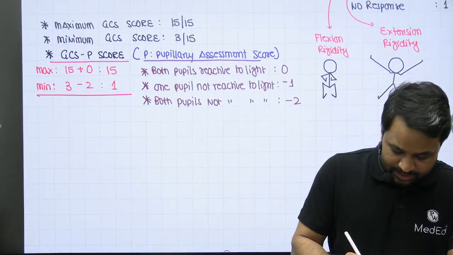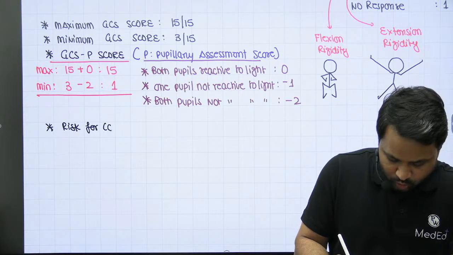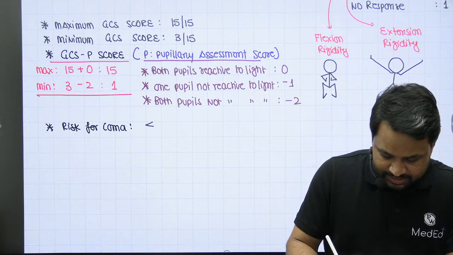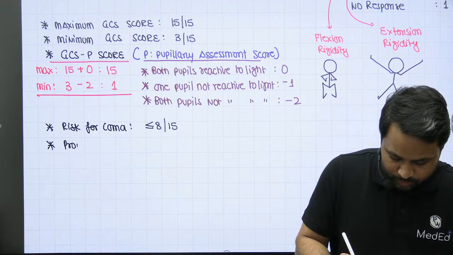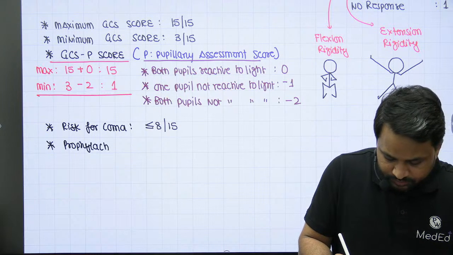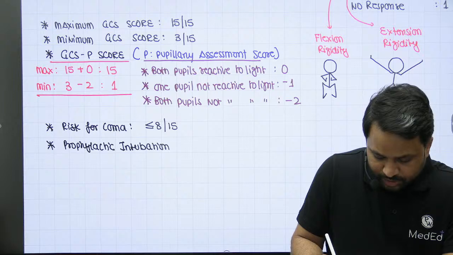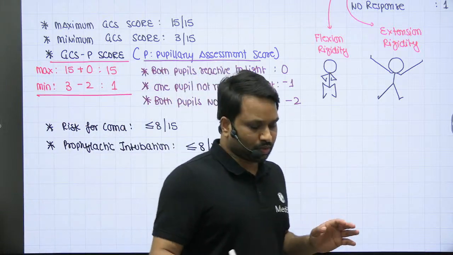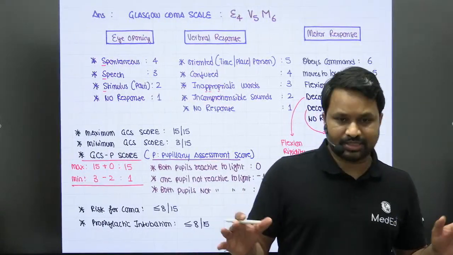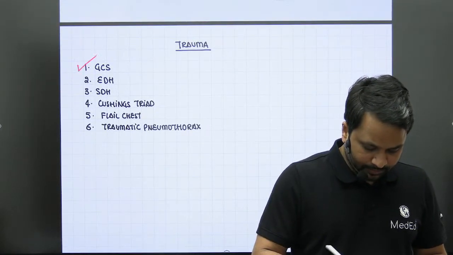Now, the patient is going to have risk for coma if the GCS is less than or equal to 8/15. And when would you go ahead with prophylactic intubation? Prophylactic intubation is also required when the GCS score falls less than or equal to 8/15. So this is your GCS scoring, right? So our first question was on GCS, a short note. This is for 3 marks, and this is more than enough about the GCS.